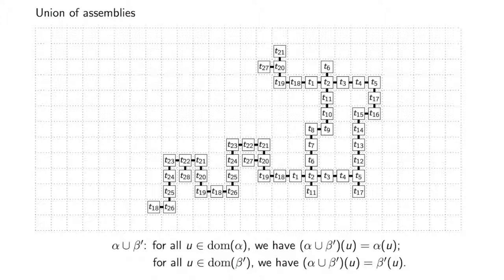In this example, we represent the union of alpha and beta prime. The domain of this assembly is the union of the domain of alpha and the domain of beta prime. Nevertheless, there is a subtlety for the interactions. Look at the following edge. The edge in red represents an interaction which does not occur in alpha or in beta prime. This interaction occurs only in the union of the two assemblies.